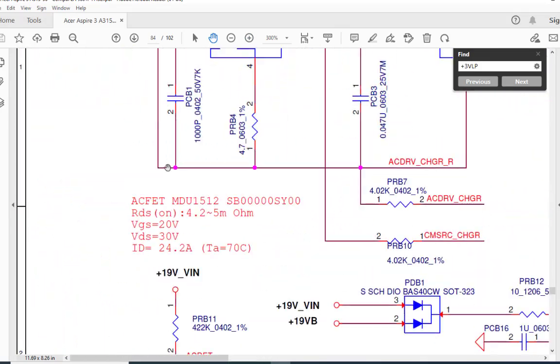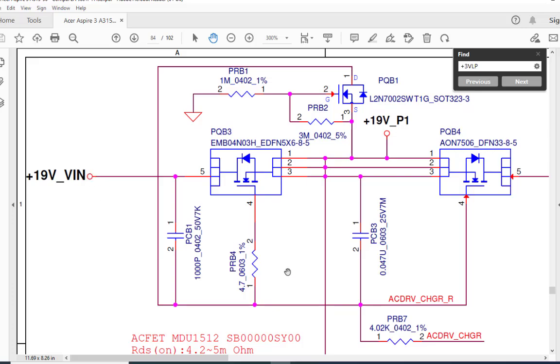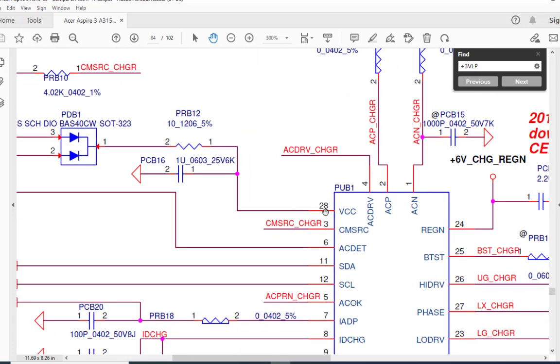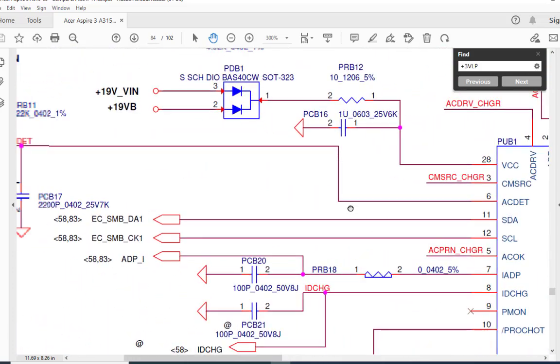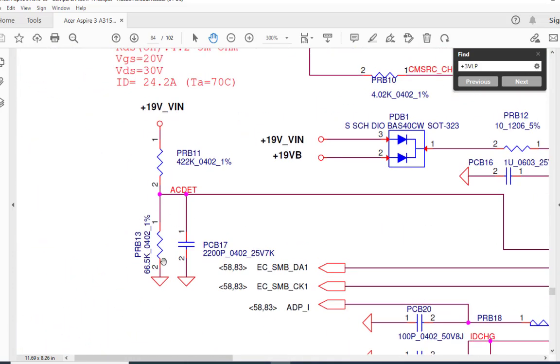So this 19 volt is coming from the adapter, and this voltage is going to pin number 28. So once the chip gets the power, it will turn on, and it requires one more signal, which is called the AC detect. This pin number 6 is called the AC detect, and here is a divider circuit.